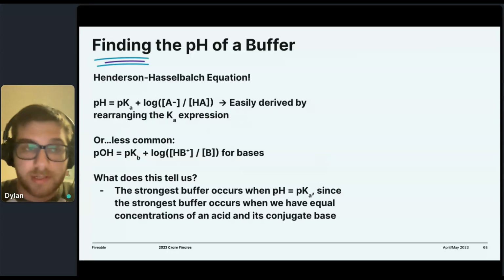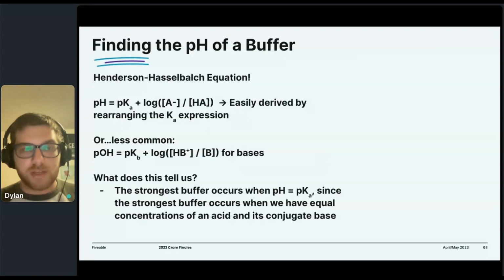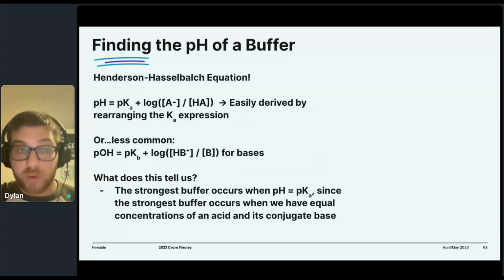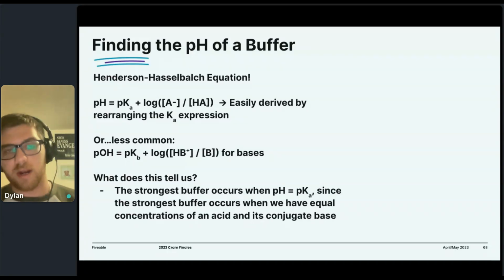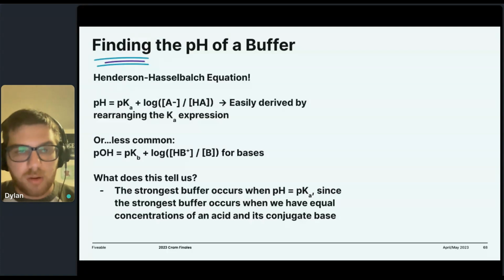And if you look it up online, it's not a difficult derivation, but not required for the exam, so I won't go over it. But what it tells us is that the pH of a buffer is equal to the pKa of the acid plus the log of the ratio of the two species, of our conjugate base and our acid. So essentially, the strongest buffer occurs when we have equal concentrations of conjugate base and acid, because we won't have any imbalance. If we have the same concentrations, that ratio equals 1, the log of 1 is 0, so the strongest buffer occurs when pH equals pKa.